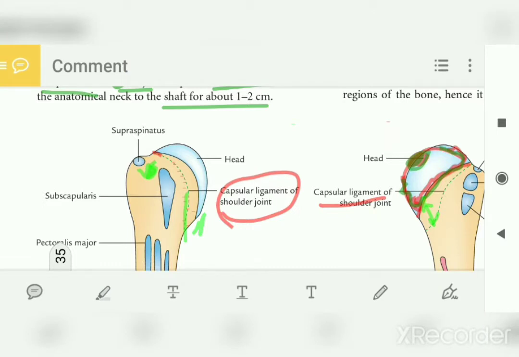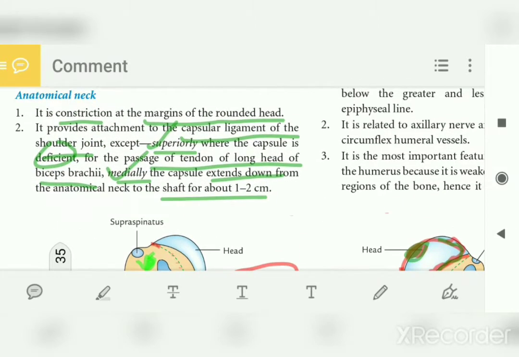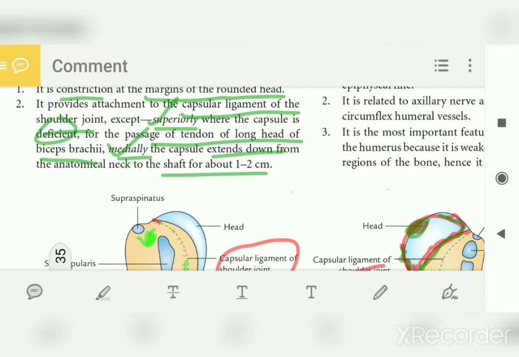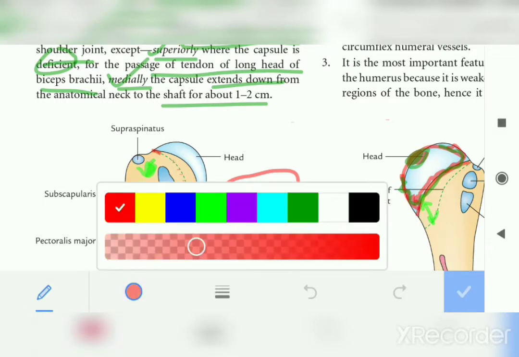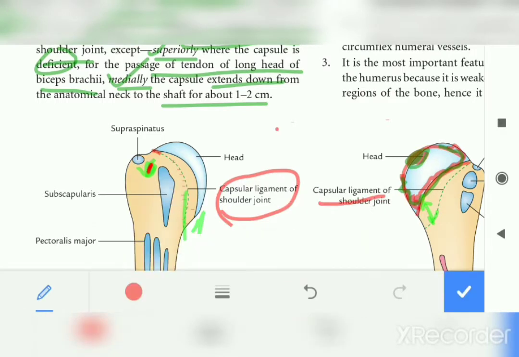That means we can say it again. The capsular attachment of the shoulder joint usually surrounds or follows the anatomical neck, but it will not follow in two places. It is superiorly and medially. Superiorly, the capsule will be deficient for the passage of the tendon of the long head of the biceps brachii. We have already shown you that superiorly it is slightly deficient. There will be no capsular attachment.